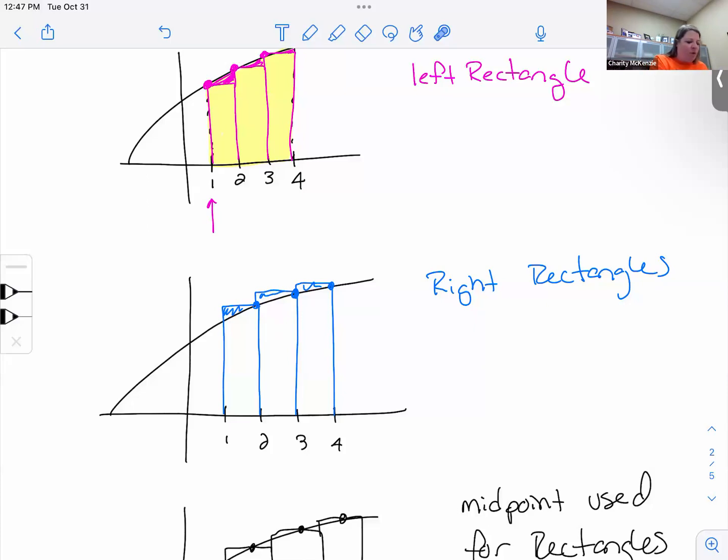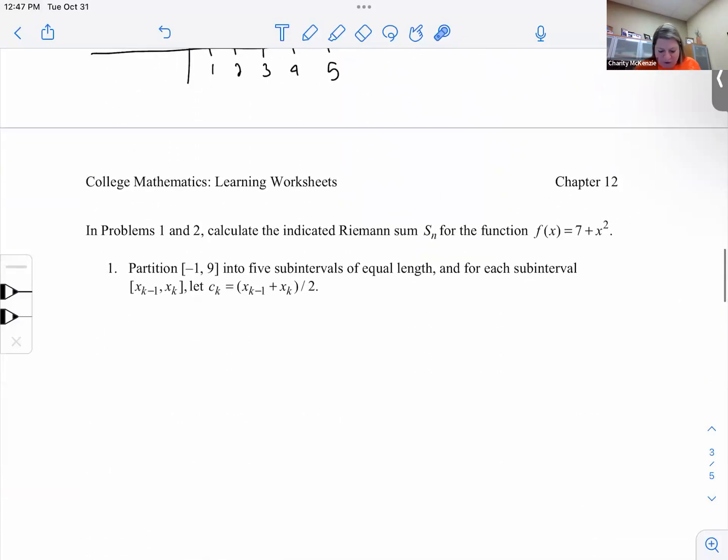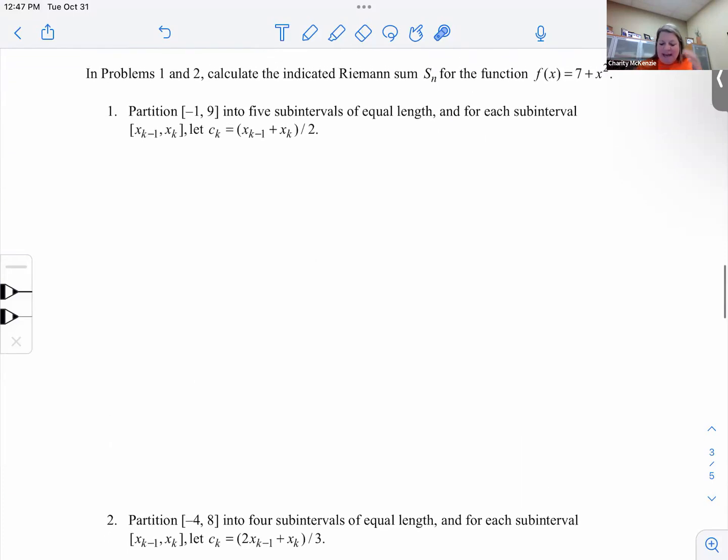So let's look at a full problem. Our first problem says we have a function, so we have to have something to graph, and it gives us the function here. That's our function. It wants us to partition it from -1 to 9 into 5 subgroups, so 5 rectangles. And for each subgroup, it gives us all this information. When you first start these, it's a little bit tricky. So I want to make sure we're going through each of these individually. So let's start with, what does the graph look like?